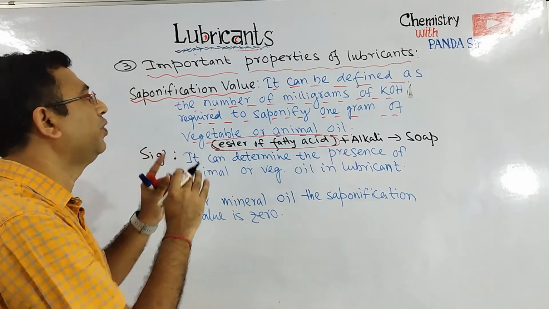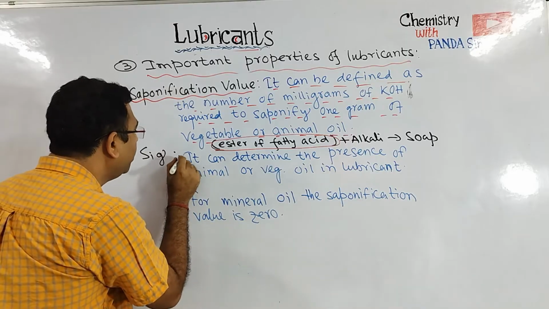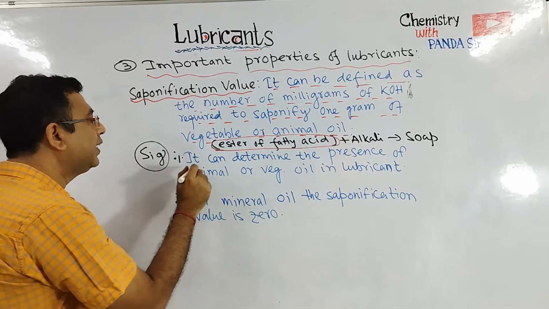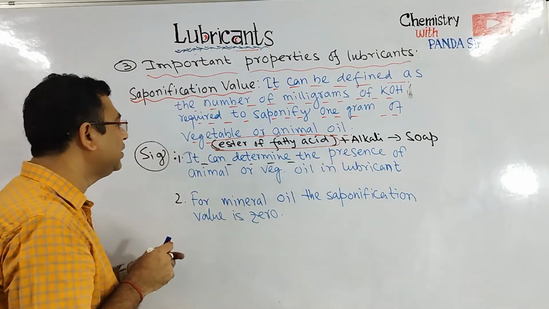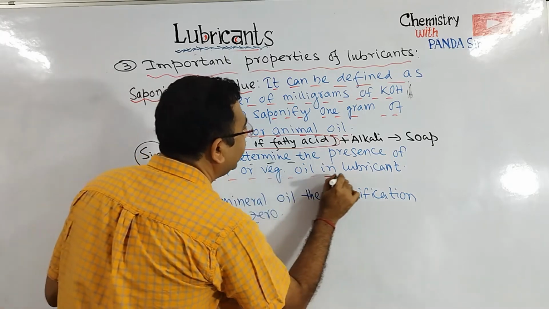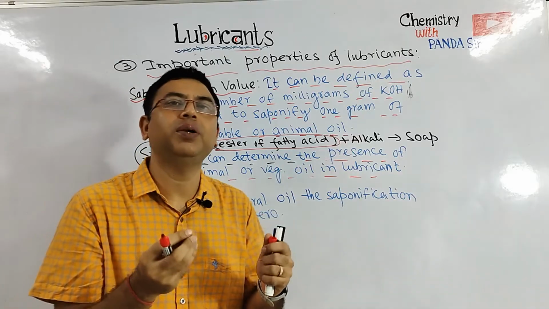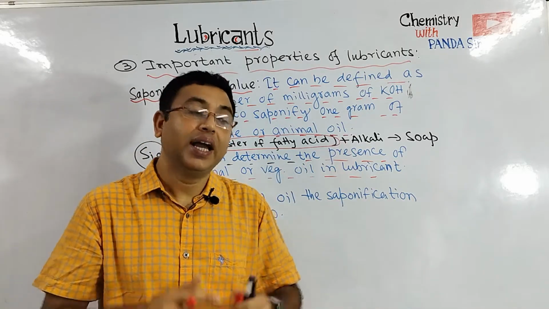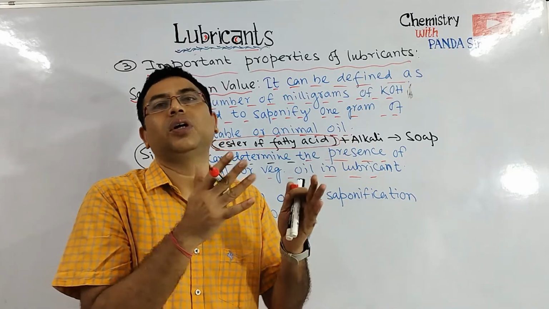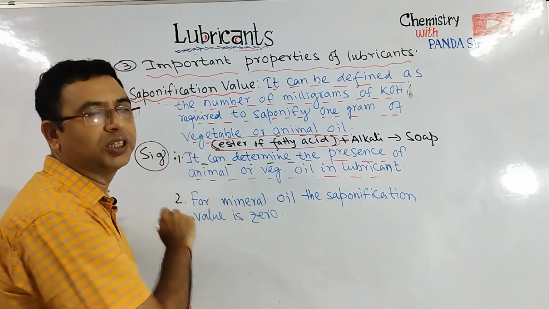Now, what is the significance? Why are you going to need this saponification value? You can see two important significances here. The first one: it can determine the presence of animal or vegetable oil in the lubricant. What does it mean? Suppose I give you a sample of lubricating oil and I try to understand whether this lubricating oil contains vegetable oil or animal oil, we have to perform this saponification test.